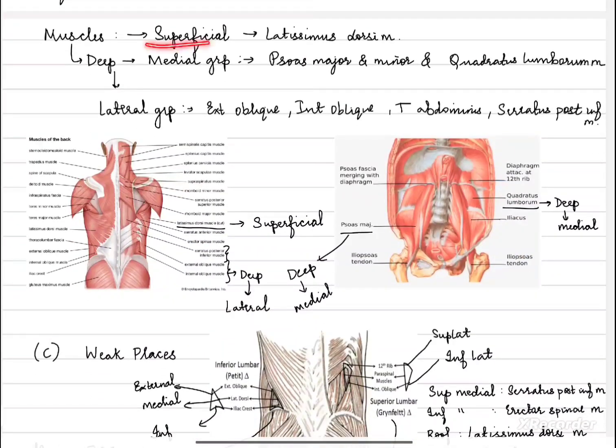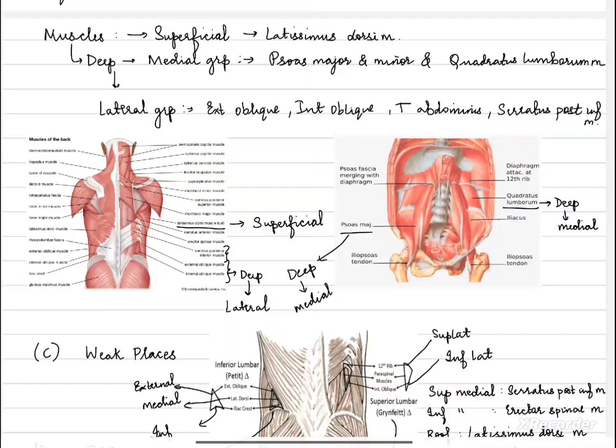Now muscles: superficially there is latissimus dorsi muscle. Deep are two groups, medial and lateral. Medially there is psoas major and minor, quadratus lumborum muscle. In the lateral group there is external oblique, internal oblique, transverse abdominis, serratus posterior and inferior.